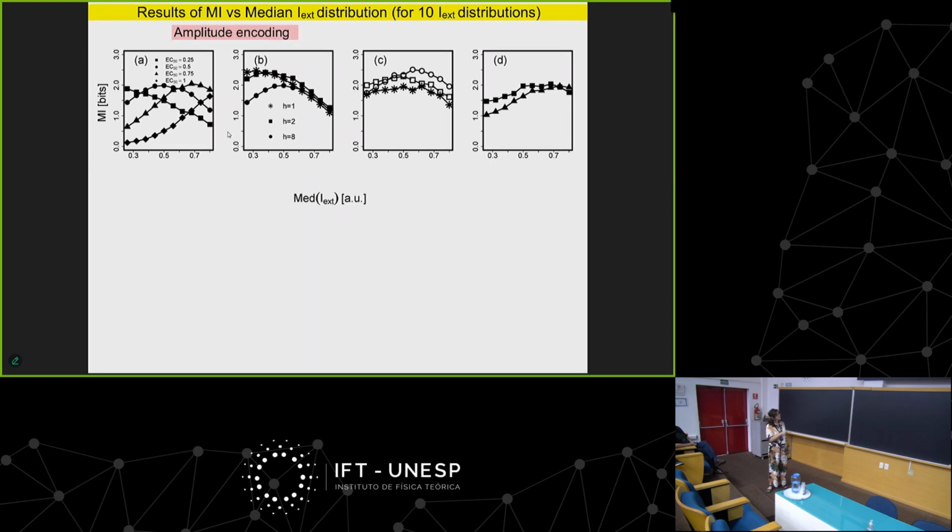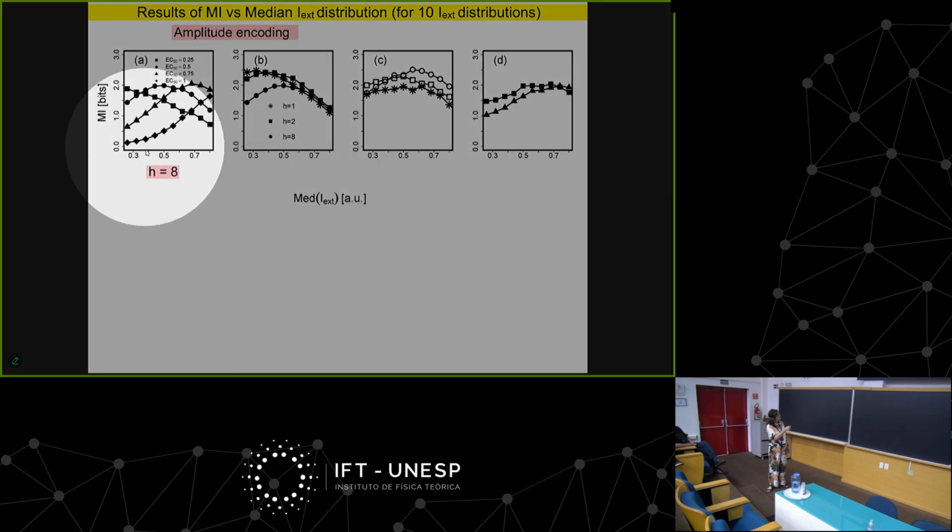This is for amplitude encoding. And so these are simulations that we did with that Hill function that we used in amplitude encoding, all of them with the same Hill coefficient but different EC50s. And the different symbols correspond, so each of the curves corresponds to one value of the EC50, and each of the symbols corresponds to a different distribution of the input.